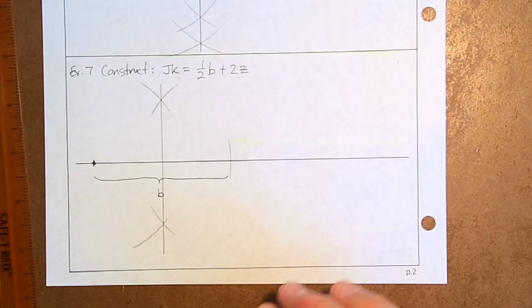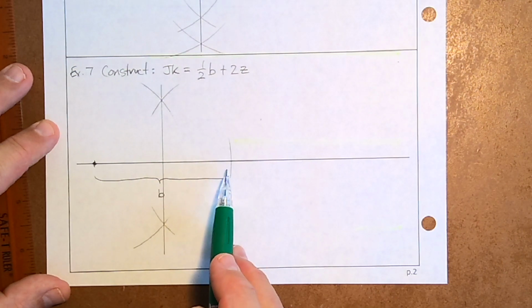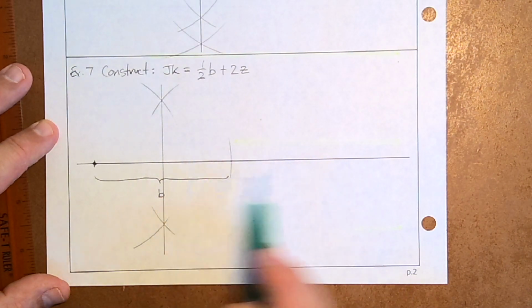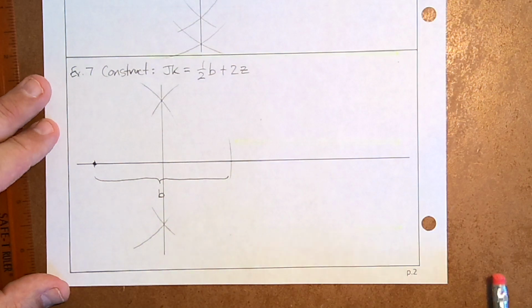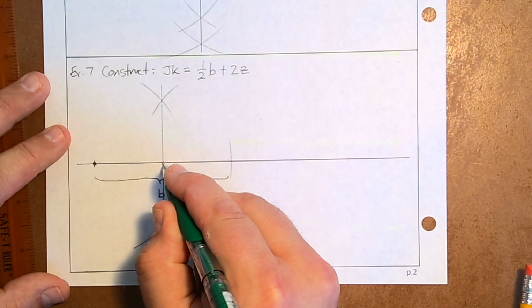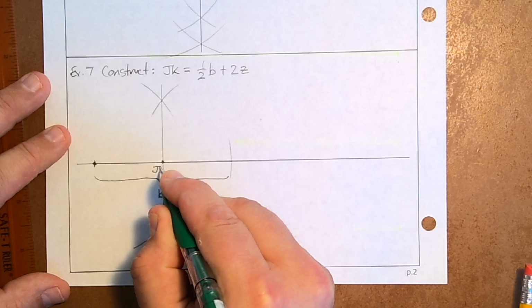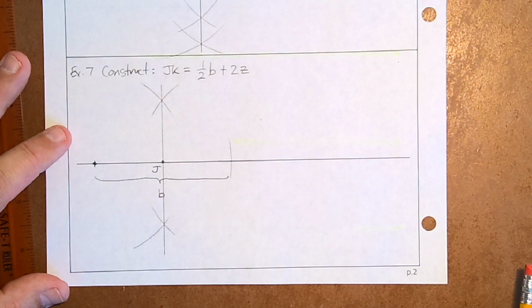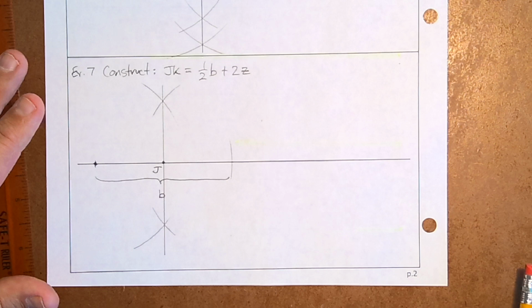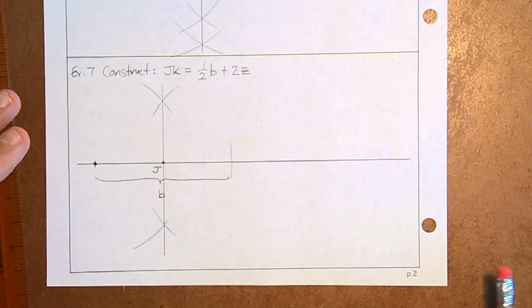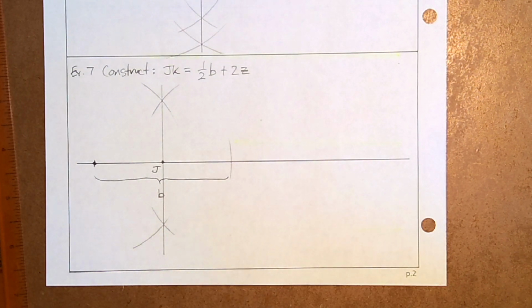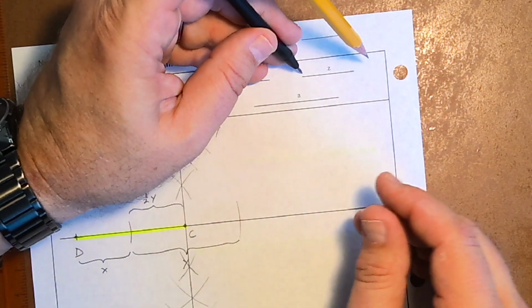I can check it. Which half of B do we want to use in our construction? The left side or the right side? We want to use the right side half of B so that we can add two Z's onto it so we can highlight. So where does our point J go? That's why we didn't start with J. Does that make sense now? And then once I have that, I'm going to go get my Z measurements here real quick.